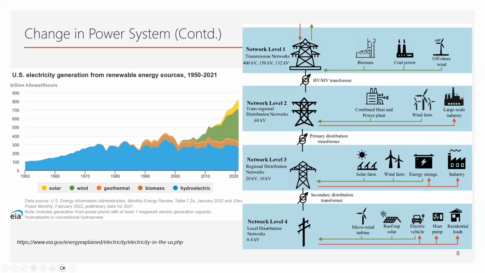In network level 4, local distribution networks, we have 0.4 kilovolt, which is the 400 volts level. We have micro wind turbines, rooftop solar panels, and electric vehicles, so they can also supply locally to this grid. And as load, we have heat pumps, residential loads, and electric vehicles. These electric vehicles are just like energy storage, like in network level 3.